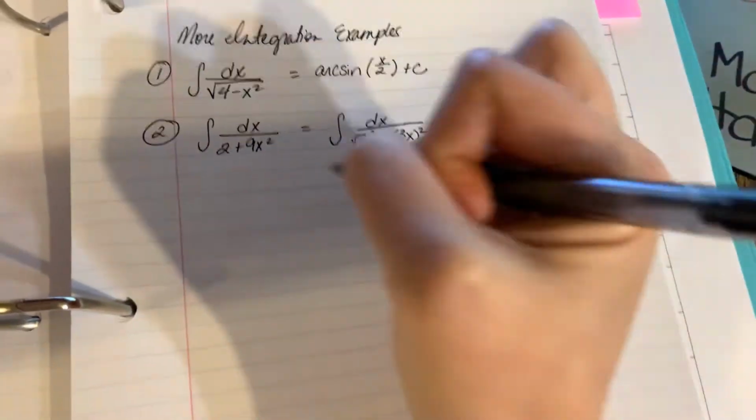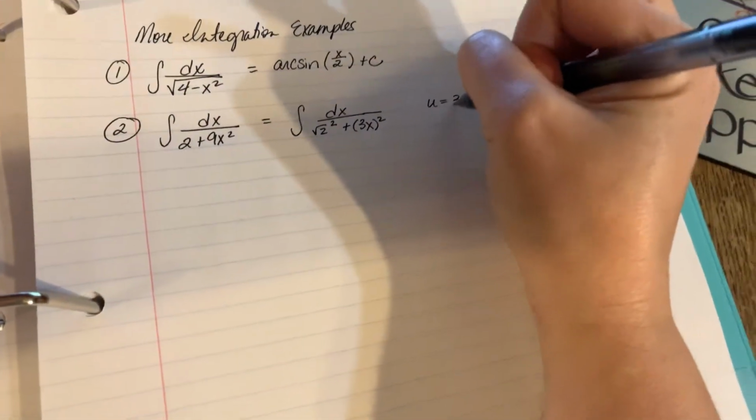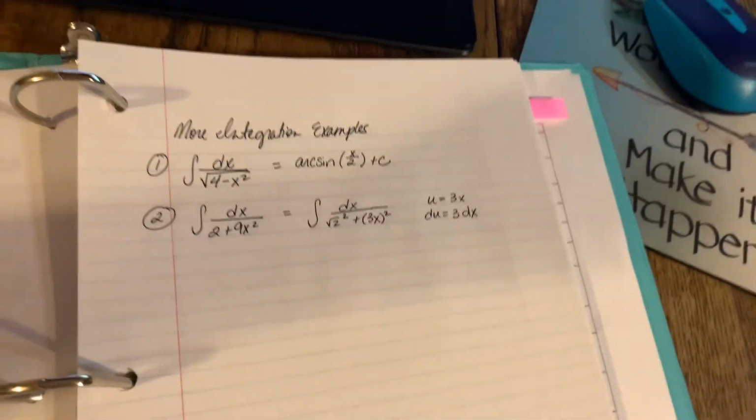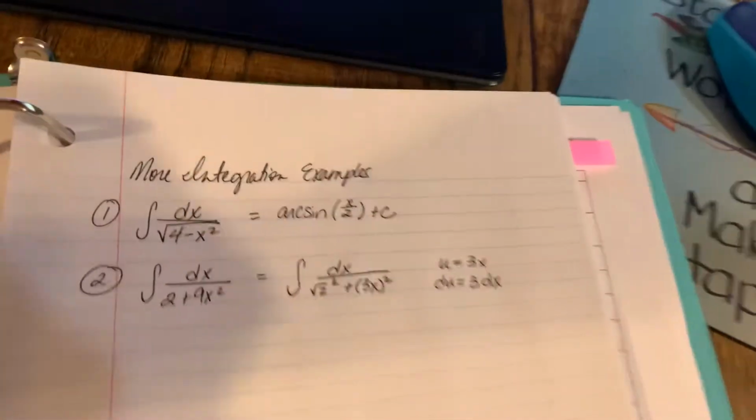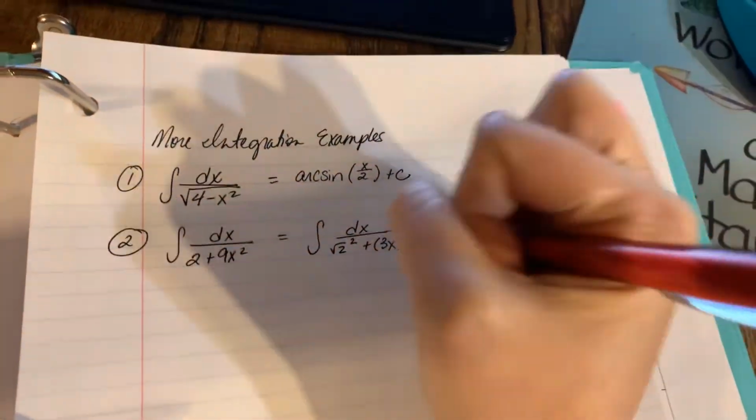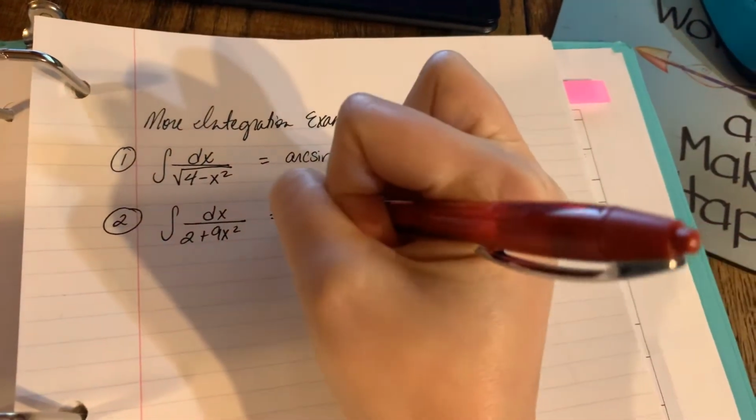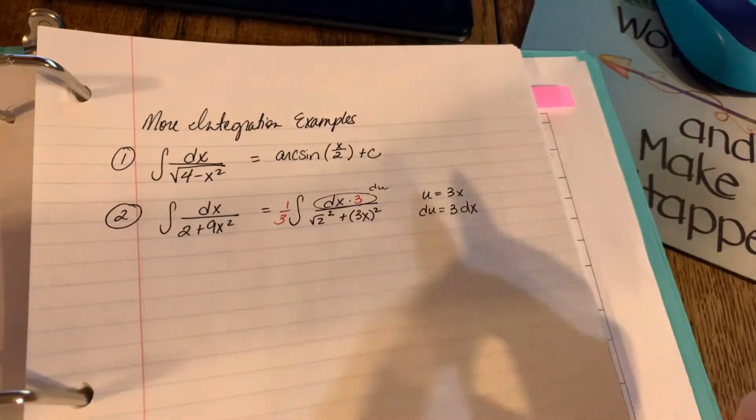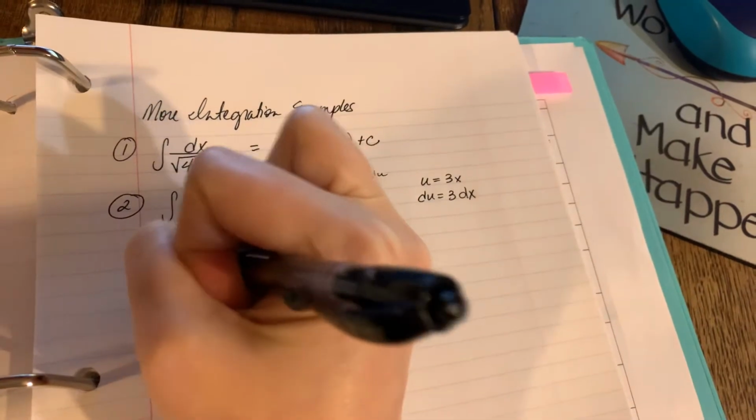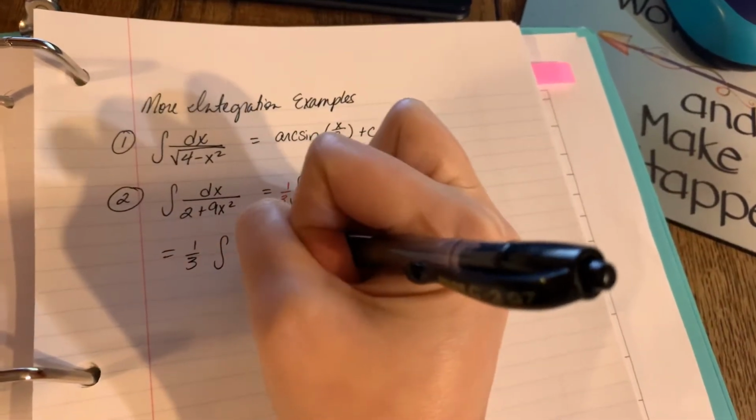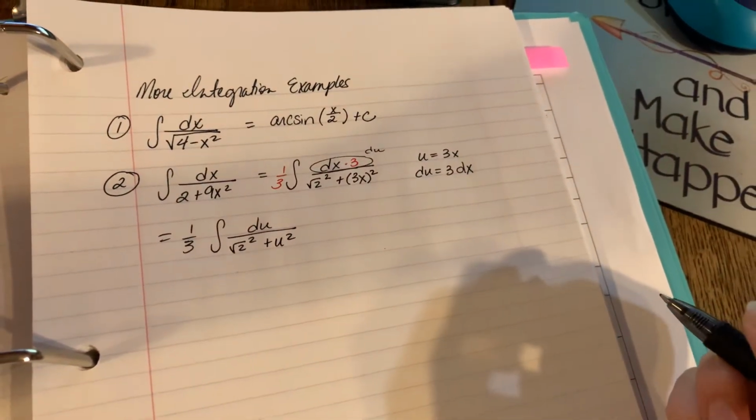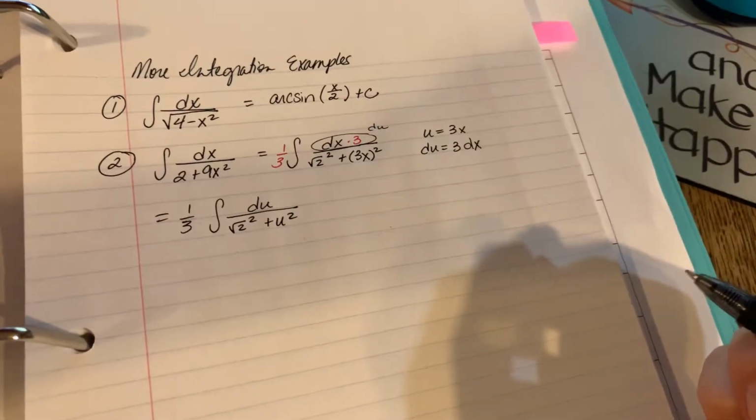So that means that I got to do a u substitution, okay? So u is 3x, du is 3 dx. So where'd my pen go? There it is. So I'm going to multiply by 3 and then divide by 3, right? Now that is my du. So now I have 1/3 du over root 2 squared plus u squared. And now that is the arctangent.